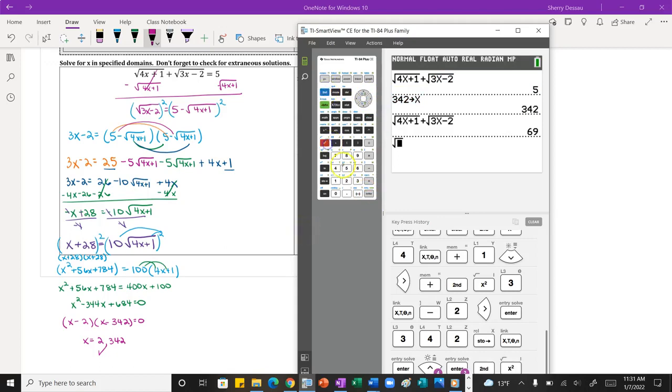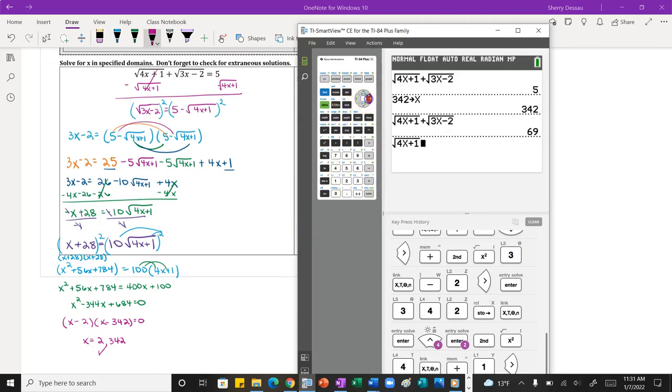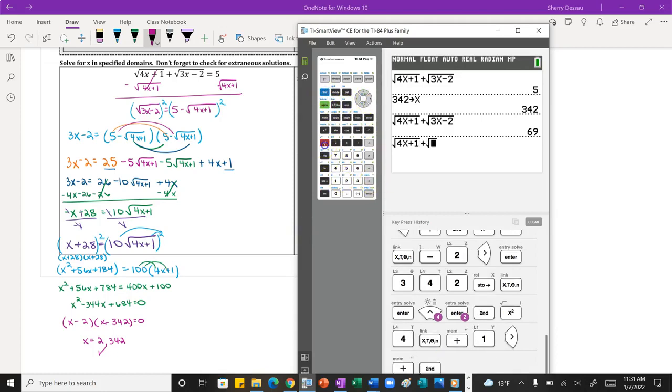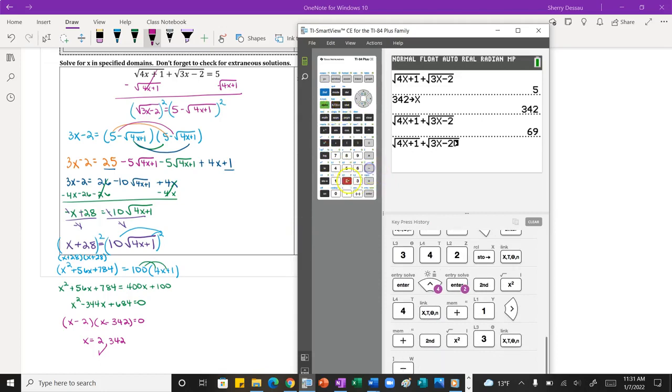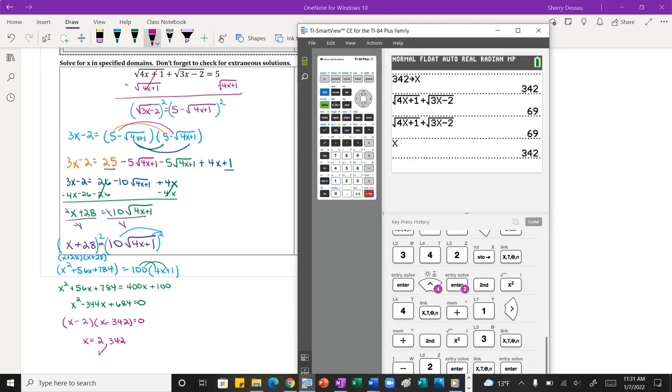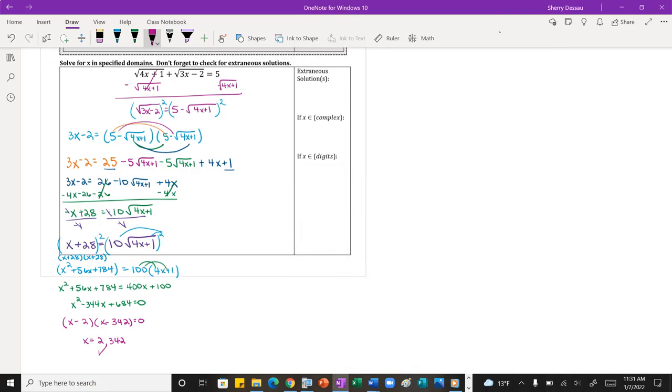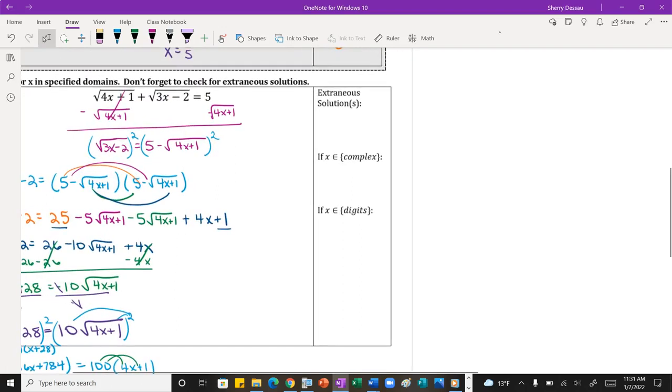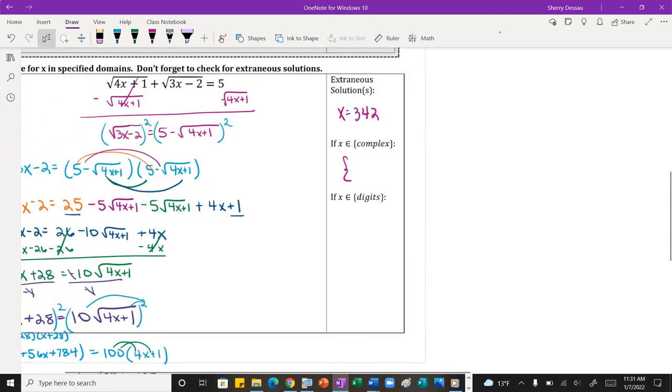And if I need to just double check it, 4x plus 1, because I restored it just in case, 3x minus 2. Yeah, so 69 does not work because remember, x I have stored as 342. So that means I plugged it in and it doesn't work. So that means this guy is extraneous. So when I list this here in my answers, I'm going to have x equals 342 for extraneous. So in the complex numbers, my solution is going to be just 2 because 342 is extraneous. And then for digits, my solution is 2.